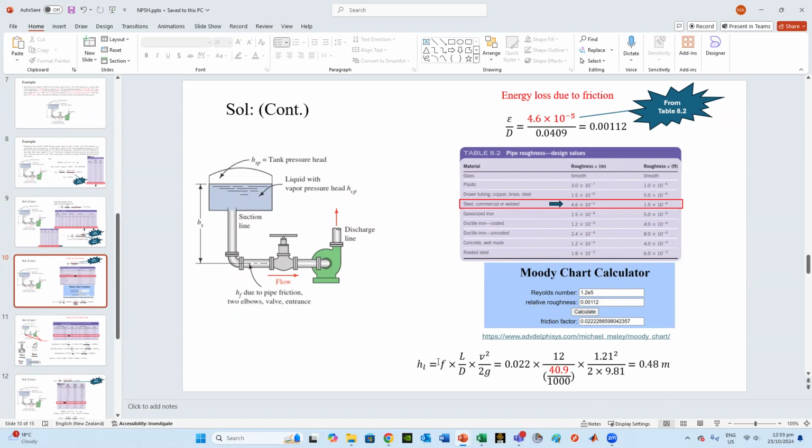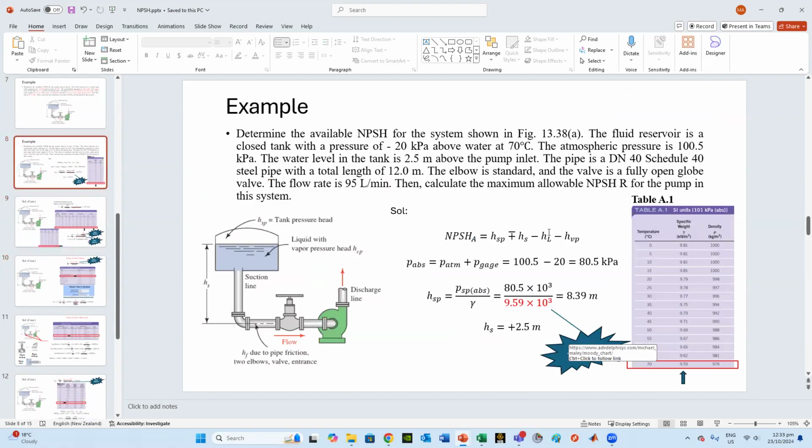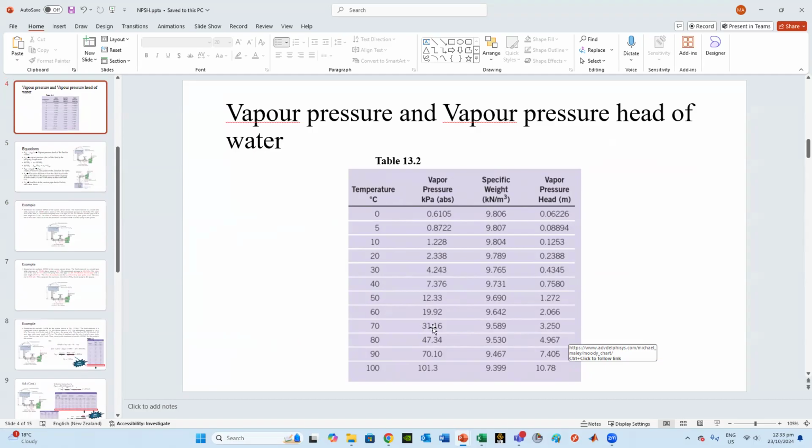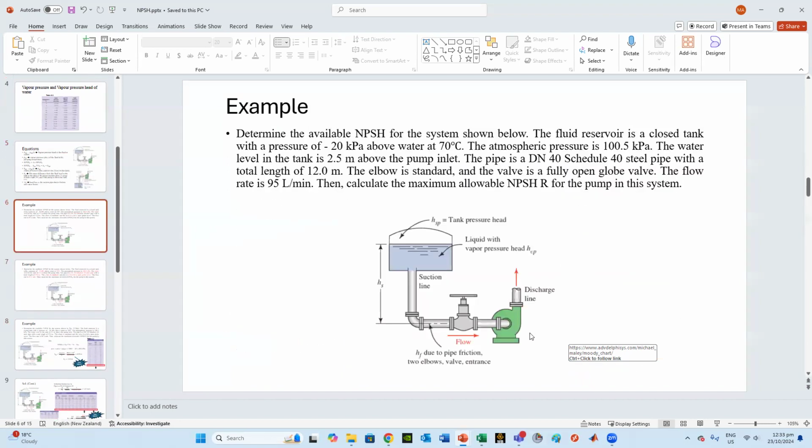You should go through it. You write the Darcy equation, HL losses equals F L over D times V squared over 2G: 0.022 times 12 divided by, so that is L over D, you convert the diameter to meters, V squared over 2G, and you get 0.48. That is the losses in the system. So all of this, we're trying to find these equations to help us. The last one left for us is H vapor, because it's water at 70 degrees. So we could use straightforward the vapor pressure head, 3.25.